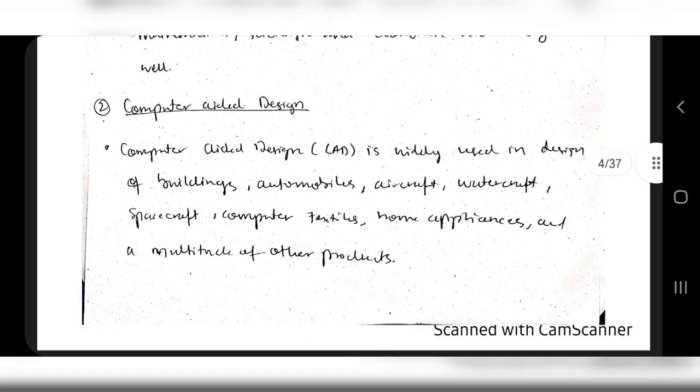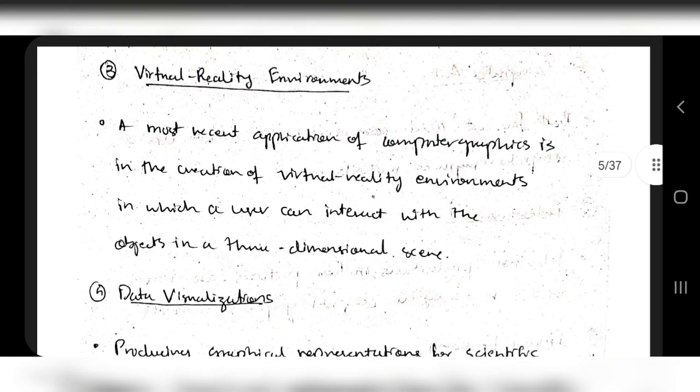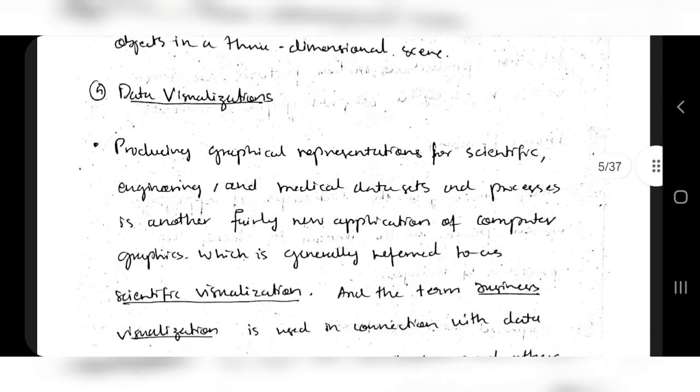And after that we have computer-aided design. Computer-aided design is just using the tools of the computer to draw 2D and 3D images. Okay, and the third one is virtual reality, VR. We all know what VR is. In that also computer graphics are applied.